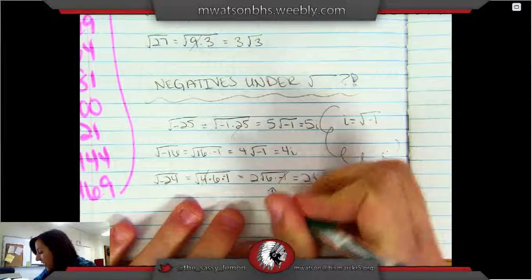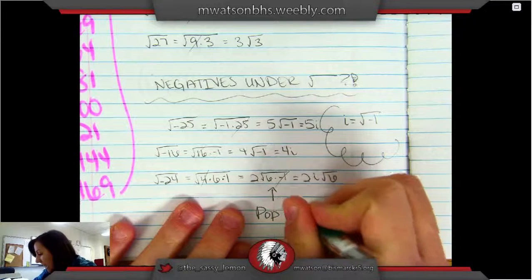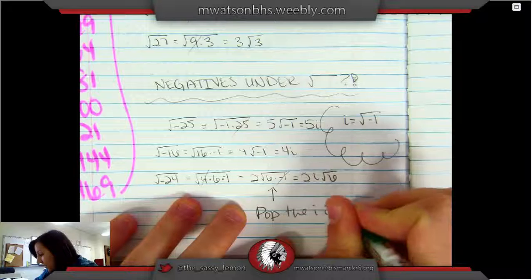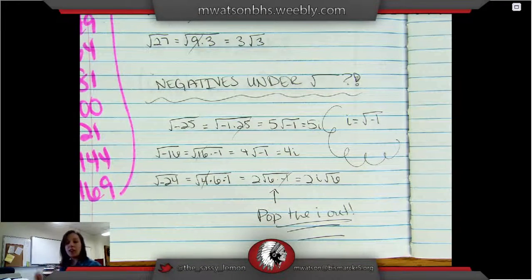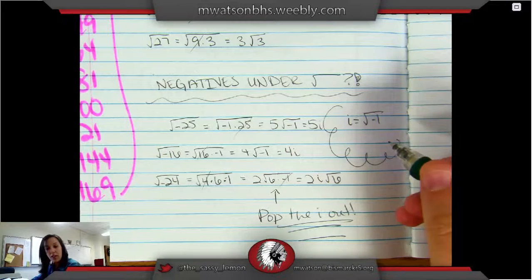So right here, I want you to write that. Pop the i out. So anytime you have a negative under the radical, just pop the i out, because i is equal to the square root of negative 1.